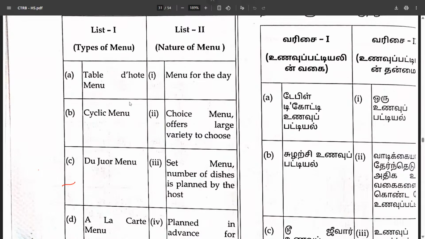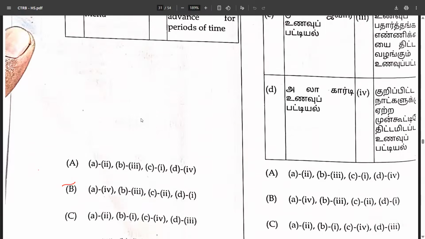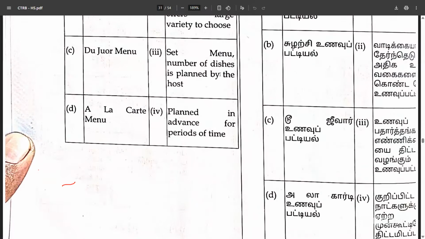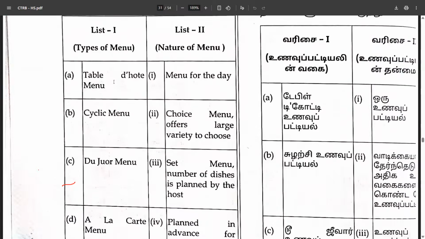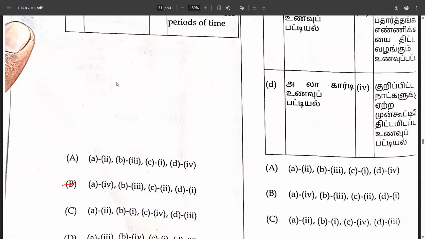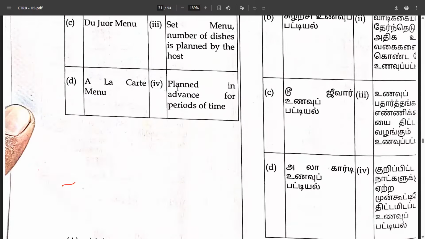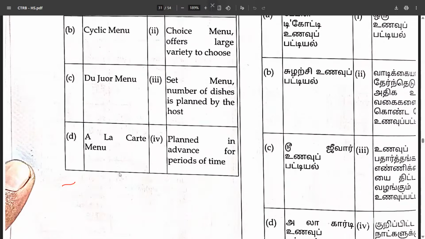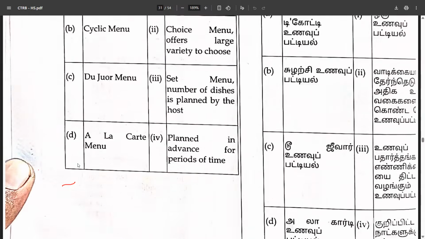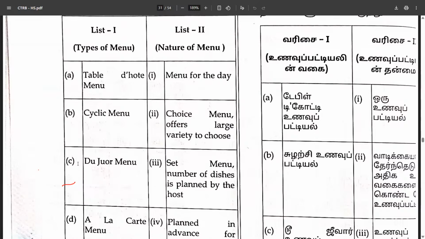Then these are the types of menu. You have to match the nature of the menu. Table d'hote menu will be matched with set menu, number of dishes planned by the host. Cyclic menu is the menu that gets repeated. It is planned in advance and it gets repeated. Usually cyclic menu we have seen in hostels. Du jour menu is a menu for the day, like today's special menu of the day. So C will be matched with the first one. A la carte menu is a choice menu that offers a larger variety from where you can choose. Like we have shahi paneer, butter masala, whatever you want to eat. So you can do that.